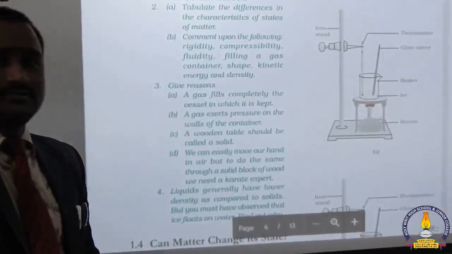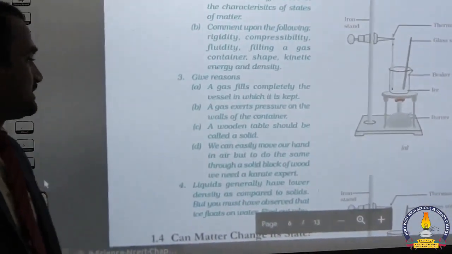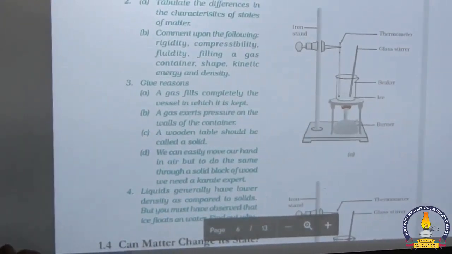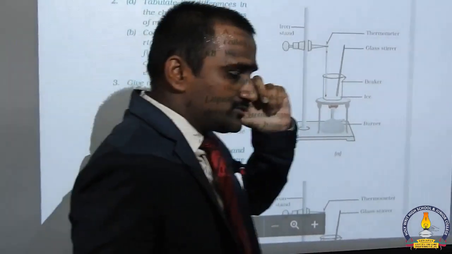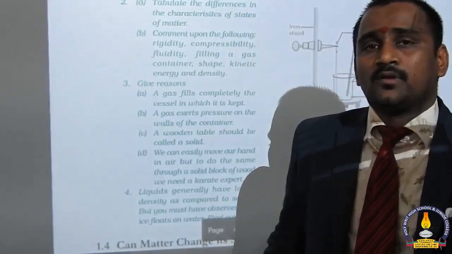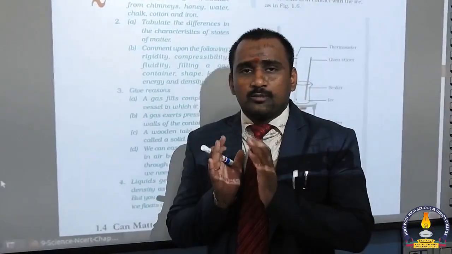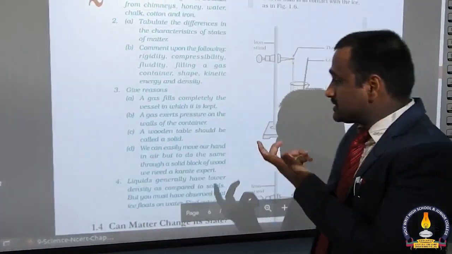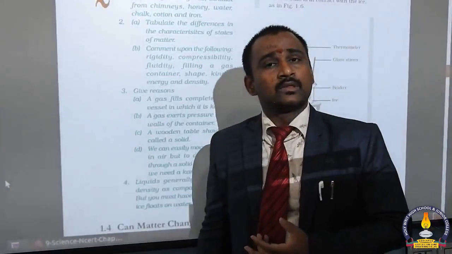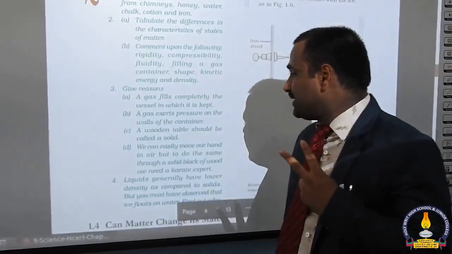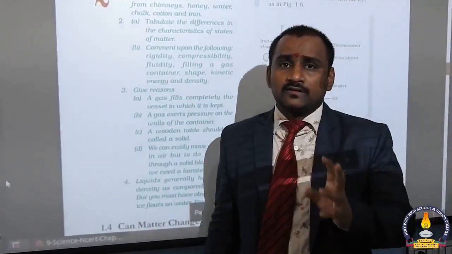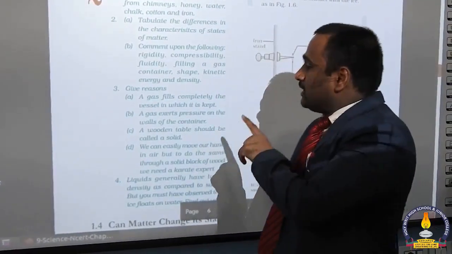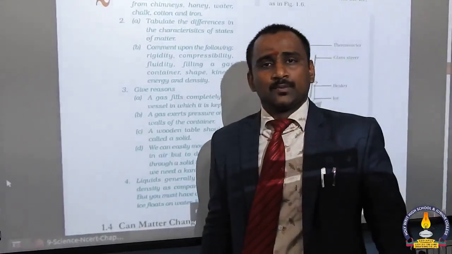Now we will come to the third, that is C. A wooden table should be called a solid. The reason for this will be from states of matter. For solids, there will be a fixed shape and fixed volume. A wooden table is having that characteristic property. The second property a wooden table is having is that it is rigid. It will not change its shape. That's why we can say a wooden table is a solid.